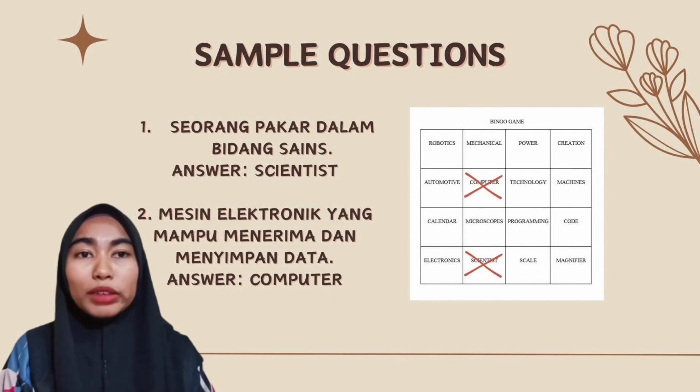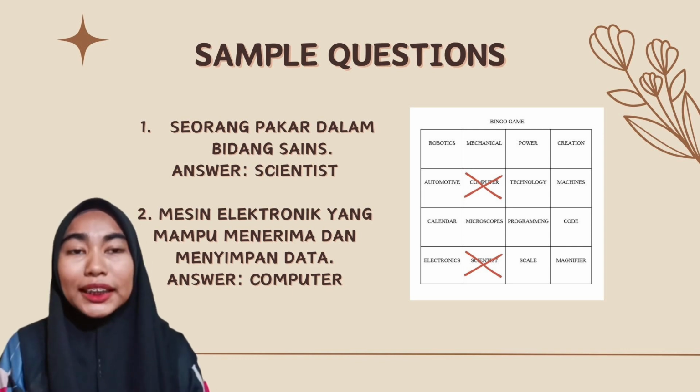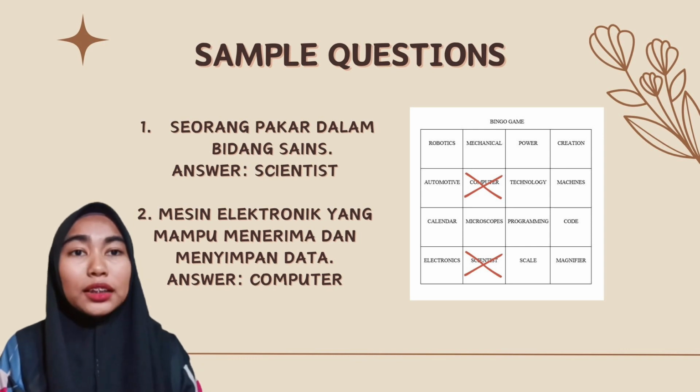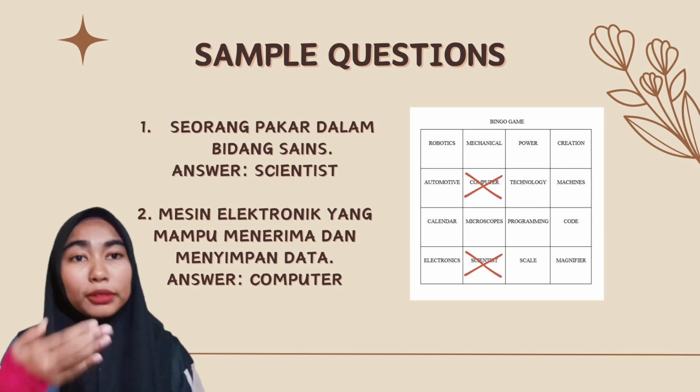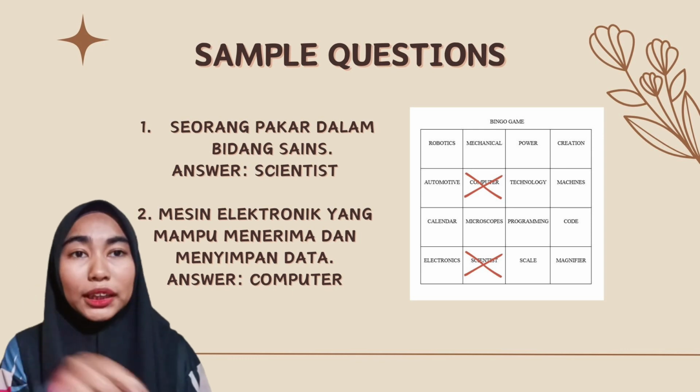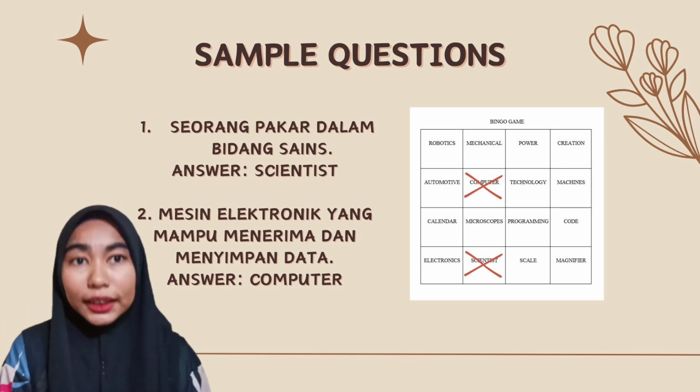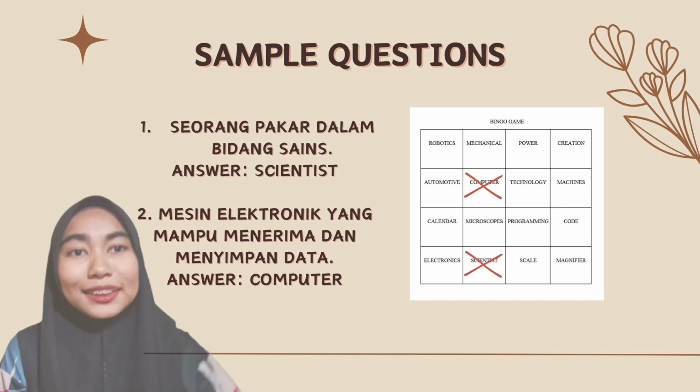Next, these are some sample questions for the description in the L1, or Bahasa Melayu. The first description is "seorang pakar dalam bidang sains", and the answer would be scientist. So, the students will have to cross out the boxes which contain the word scientist. The next description is "mesin elektronik yang mampu menerima dan menyimpan data", and the answer would be computer. So, the students will have to cross out the box that contains the word computer. The activity will proceed until at least one pair manages to cross out 4 boxes vertically or horizontally in lines.